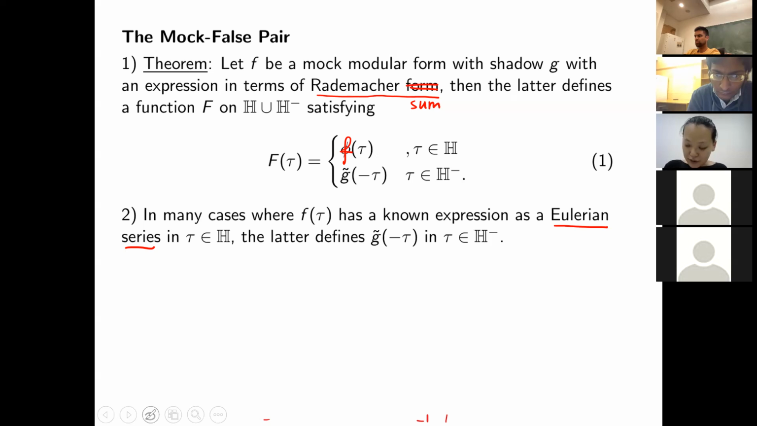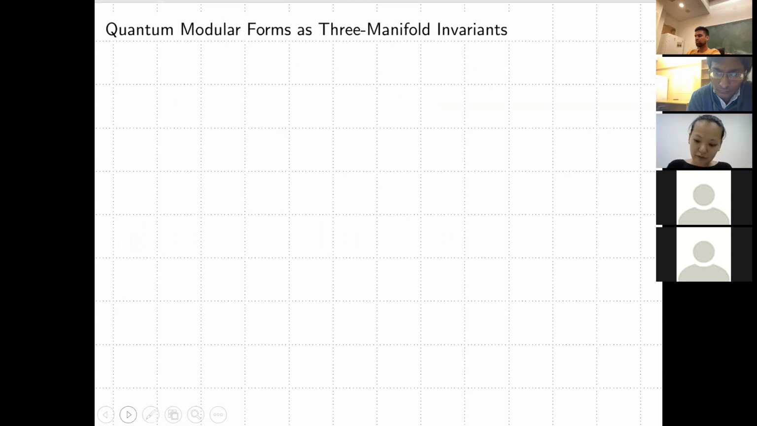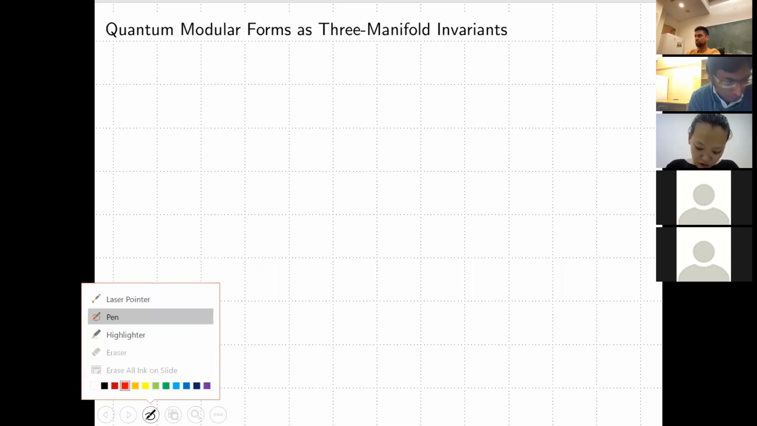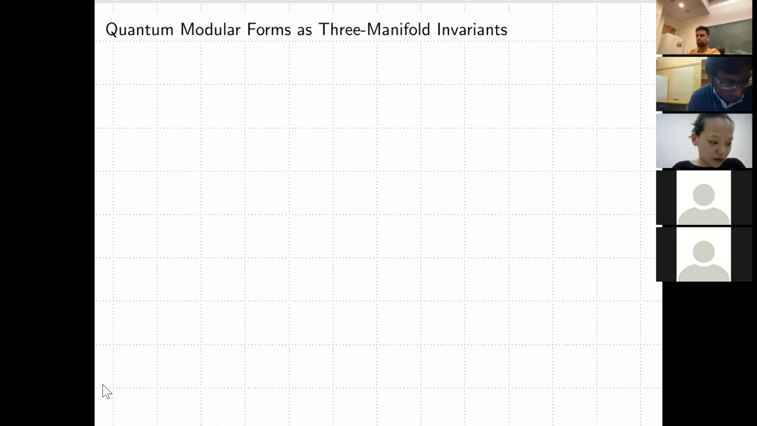So we will now look at a very natural home for such a structure of quantum modular forms. That's in the context of three-manifold invariants, and I'll focus on the three-manifold case. So if there's any question, it's also a nice point to raise them.